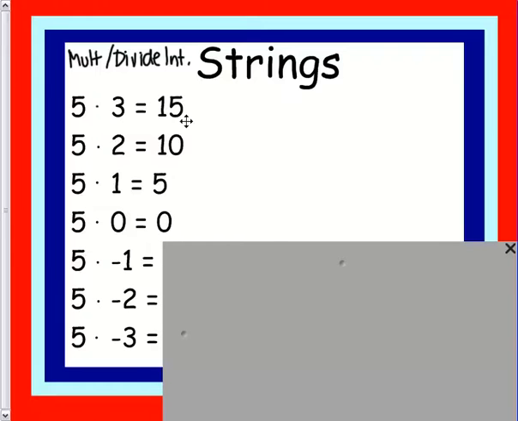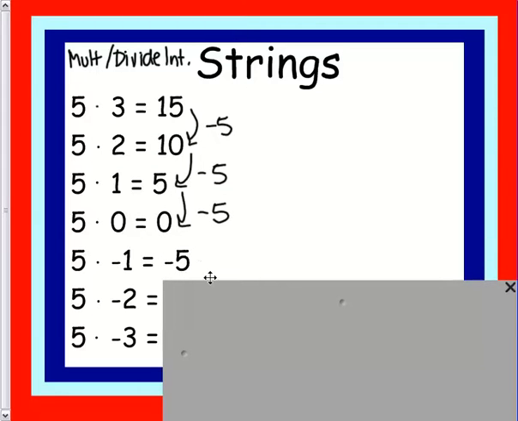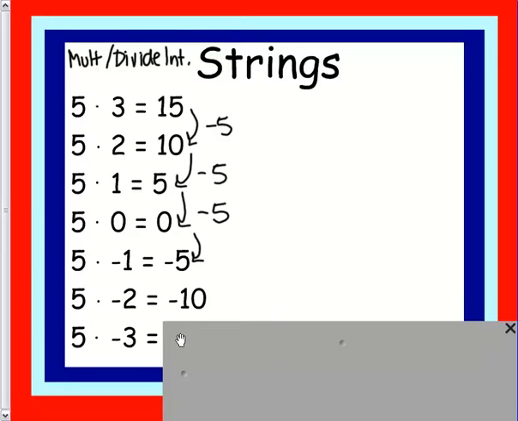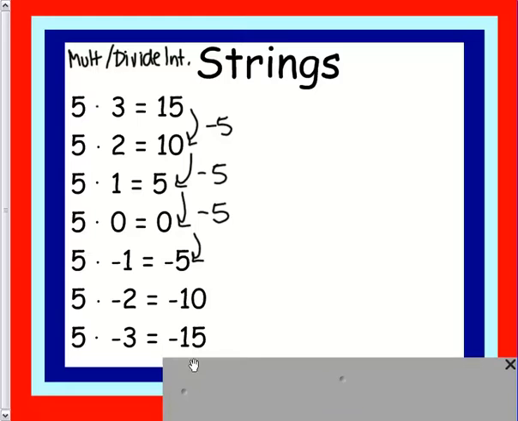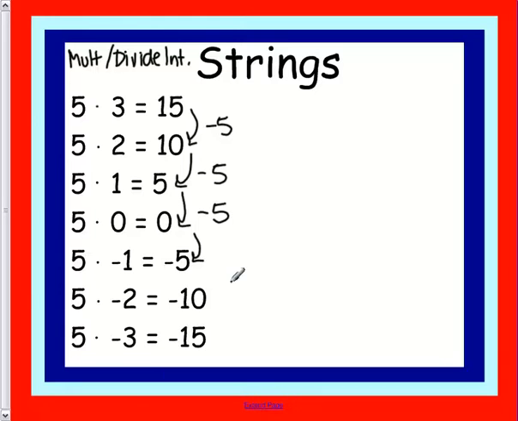So what's happening here is we are reducing, we are subtracting by 5 each time. So if I go 5 minus 5 is 0, what's 0 minus 5? It's a negative 5. So what's negative 5 minus 5? Negative 10. So what's negative 10 minus 5? Negative 15. So what we see here is when we multiply two positives, we got a positive number.